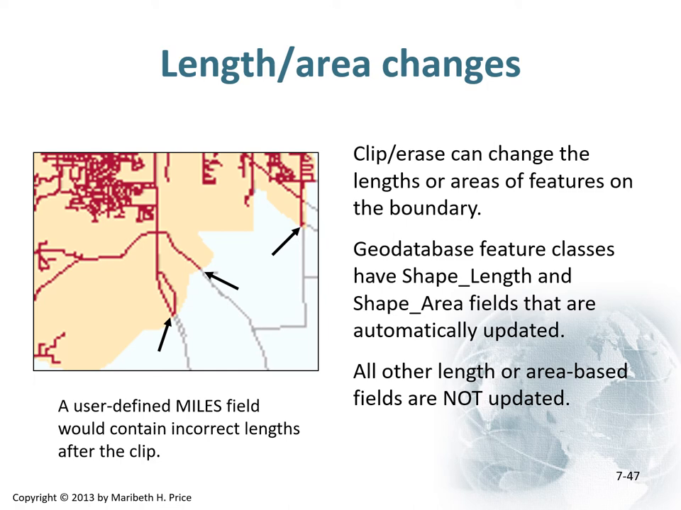Personally, I always assume that they're wrong and I just check them. It's not hard to do. Calculate the geometry again, tell it the projection to use, tell it the units that you want, and then it gives you new data.